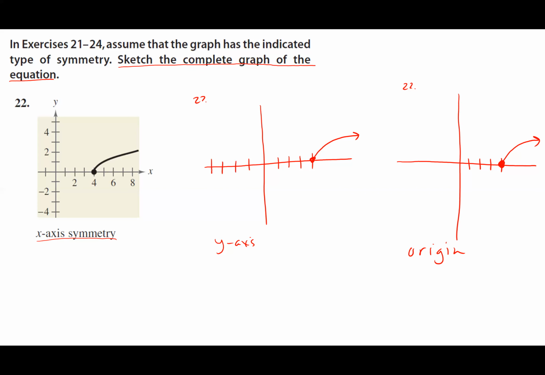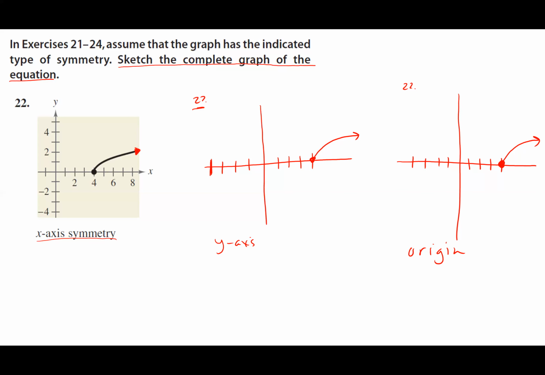I'll give you a little clue for the middle one here. I am taking this out to negative x to -4 over here, and 1, 2, 3, 4. Let me walk around real quick and then I'll come back to this one. So x-axis symmetry means what? If you fold it along this line right here, you get the other graph.